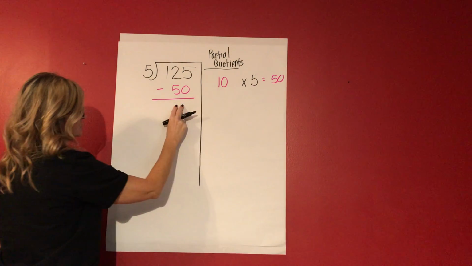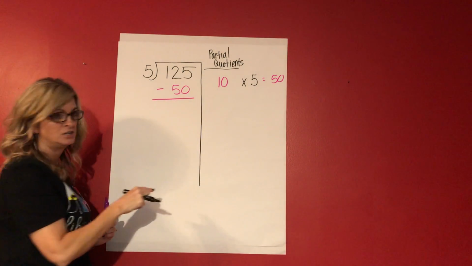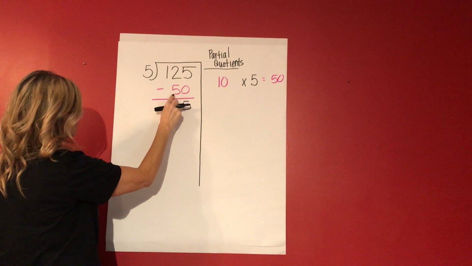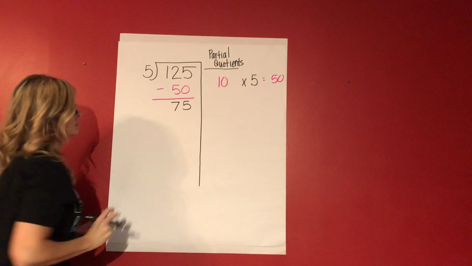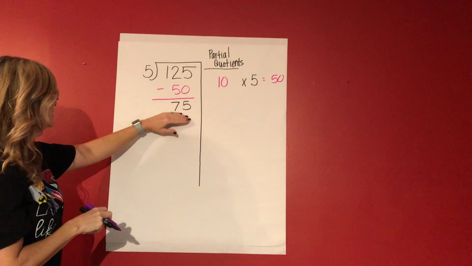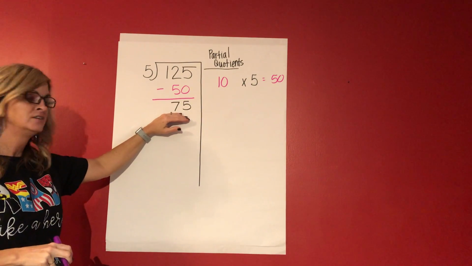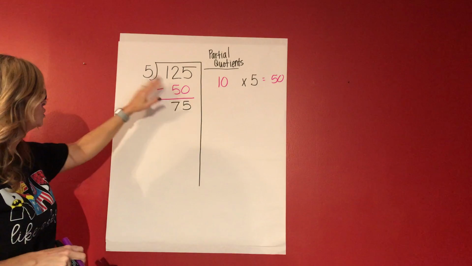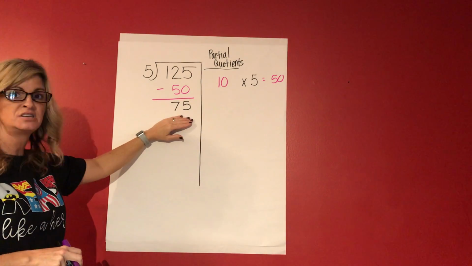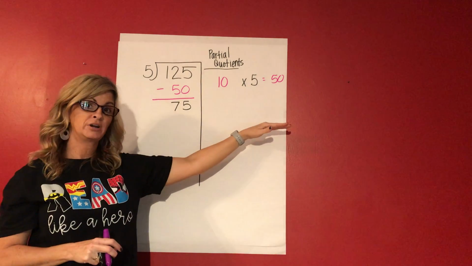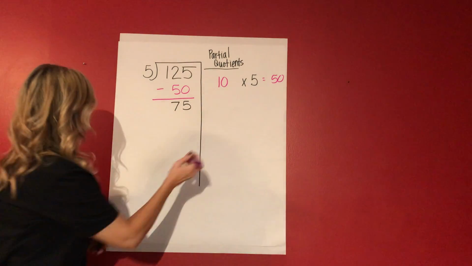So I know I found 50 of those. I'm going to subtract here. 5 minus 0 is 5, and 12 minus 5 is 7. So now my new dividend is 75. So I need to find another factor that I can multiply by 5 to get close to 75. Well, I can just use the same one I already used, which would be 10.